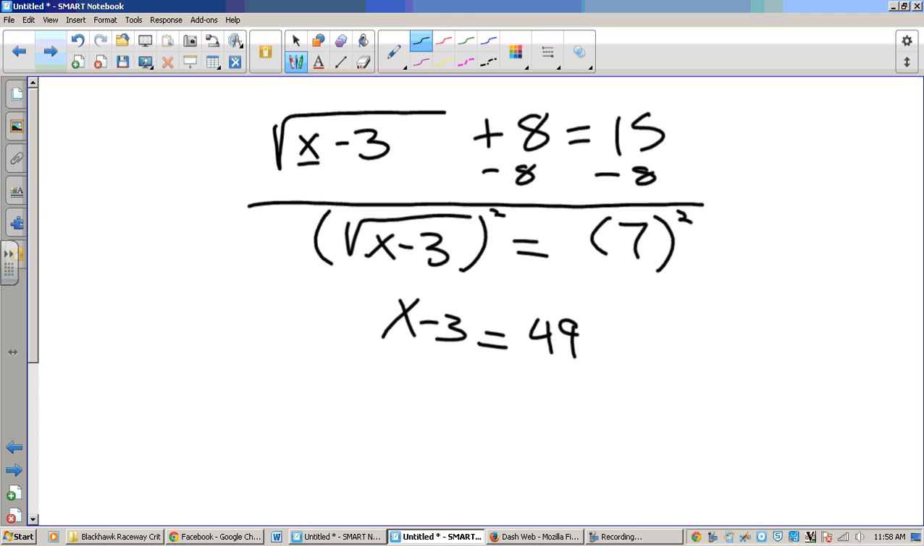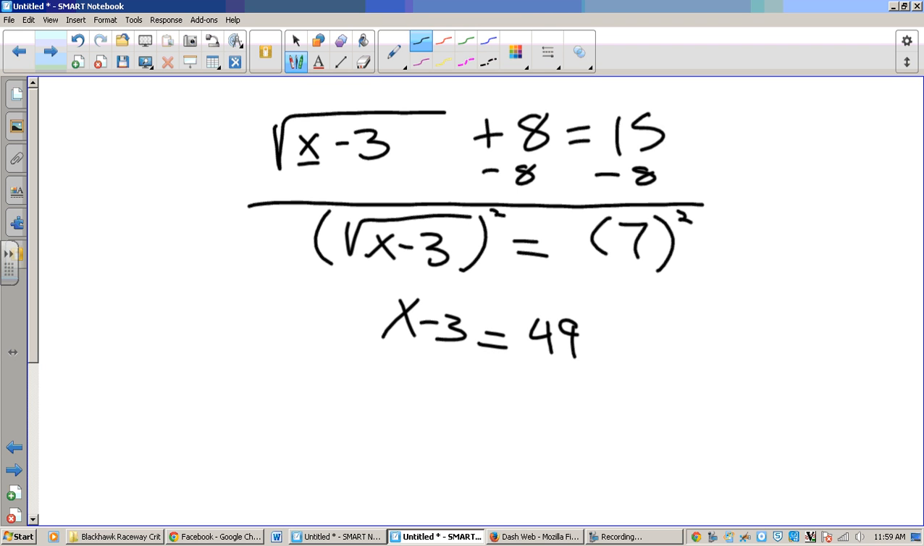And I could easily show you why this is. If I do x minus 3 times x minus 3, x times x is x squared, negative 3x. That would be the best explanation on this one. I'm not going to explain it that way, sorry.